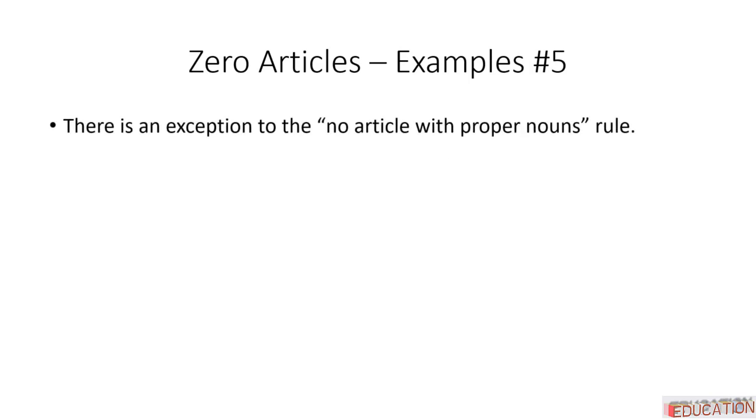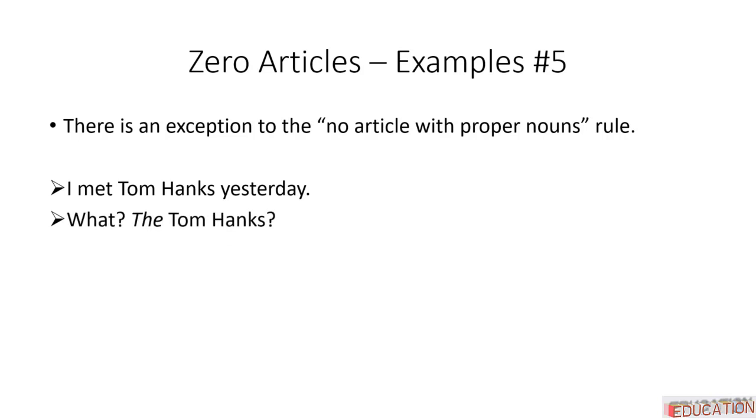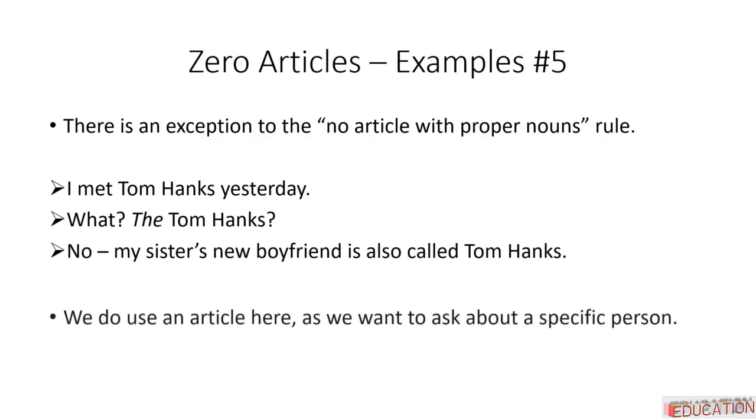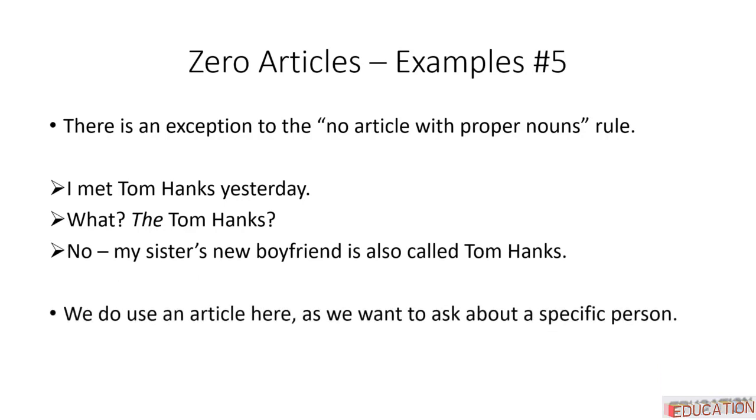There is, however, one exception to the previously mentioned rules about having no article with proper nouns, and I'll show you an example of it now. I met Tom Hanks yesterday, said someone. What, the Tom Hanks? No, my sister's new boyfriend is also called Tom Hanks. And we do use an article here as we want to ask about a specific person. So by saying, what, the Tom Hanks, it's like, what, that famous one who most people think of when they hear the name. So this is a small exception to the rule we previously had about when we can use an article with proper nouns, as in names of people.